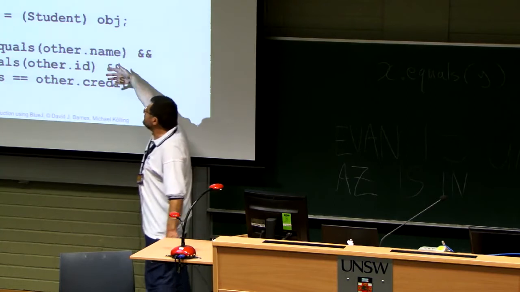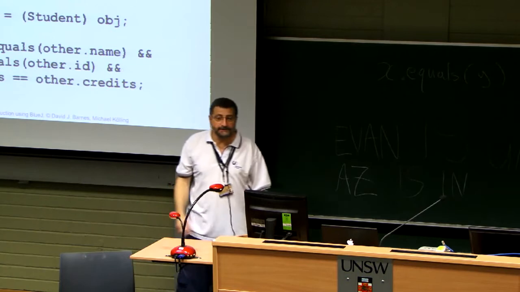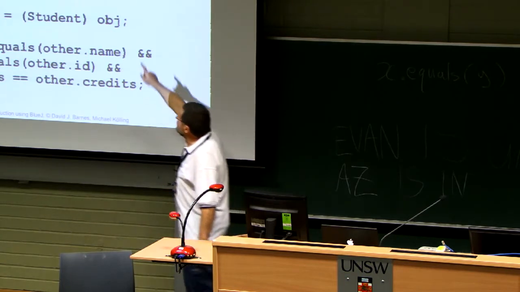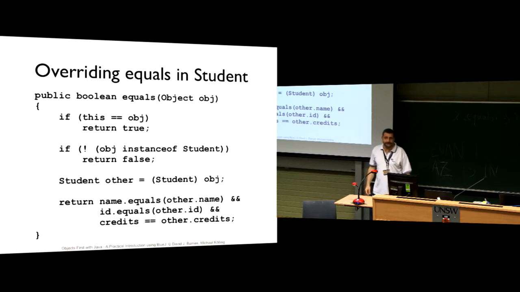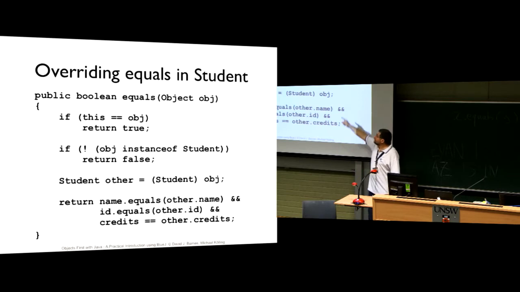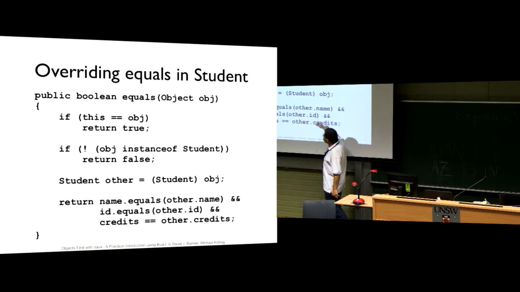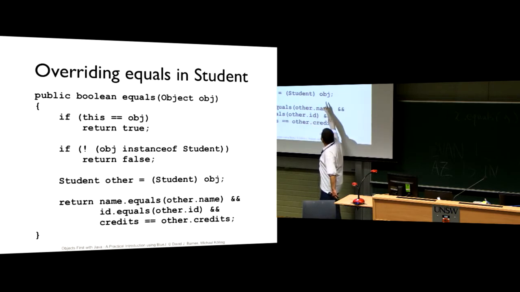Otherwise, it only makes sense to do this comparison if the two things we're comparing belong to the same class. So we've got this operator instanceof that says if the object is an instance of Student, that's the Boolean expression that's true. So if not obj instanceof Student, we return false. In other words, if Y is not a student record, we can return false. We do this cast to assign this object to a student variable.